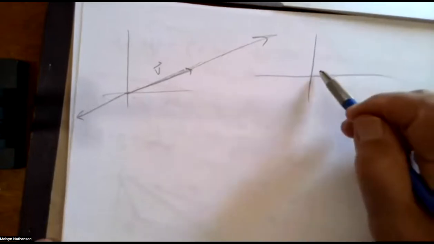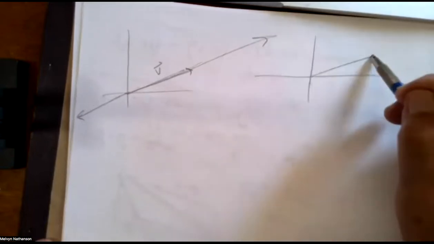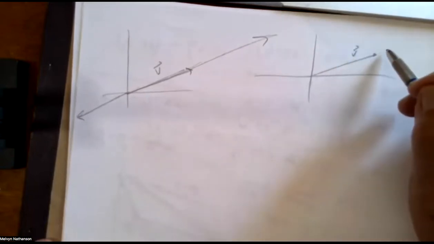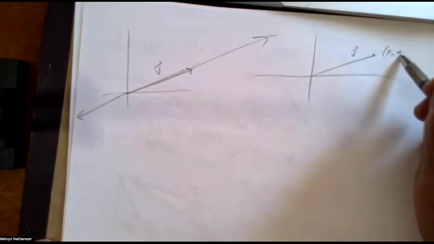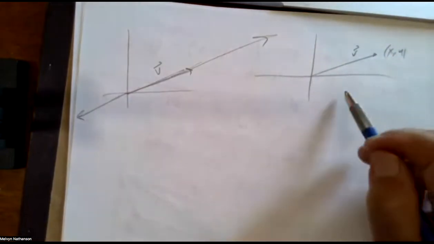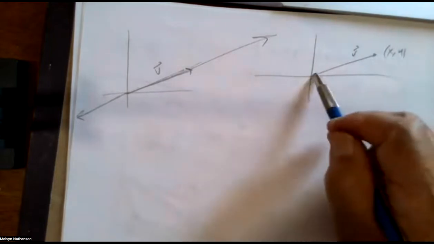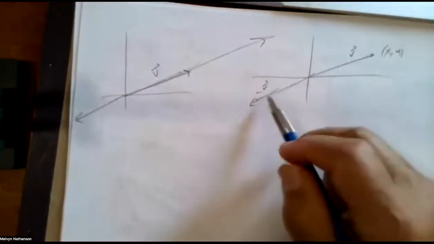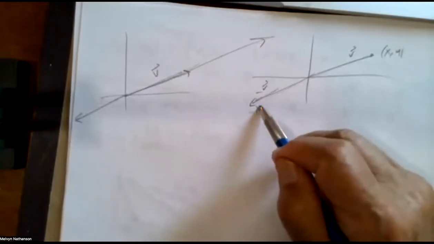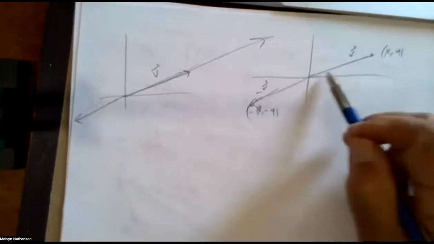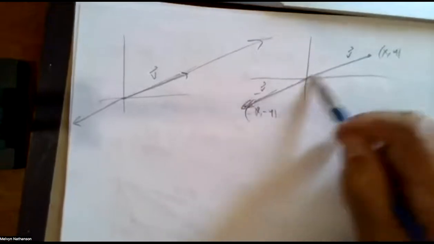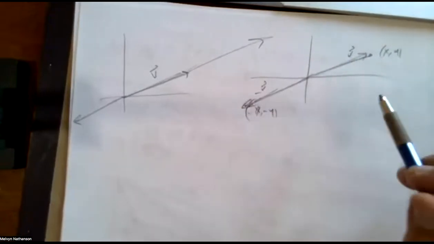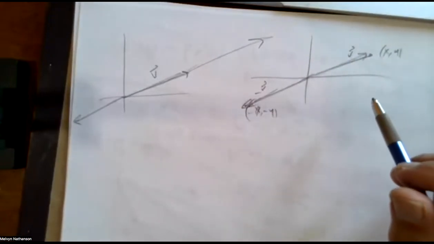So here's the vector v, which has coordinates x, y. What would minus v be? It'll have coordinates minus x, minus y. So it's a vector that looks like it has the same length, but it's in the opposite direction.